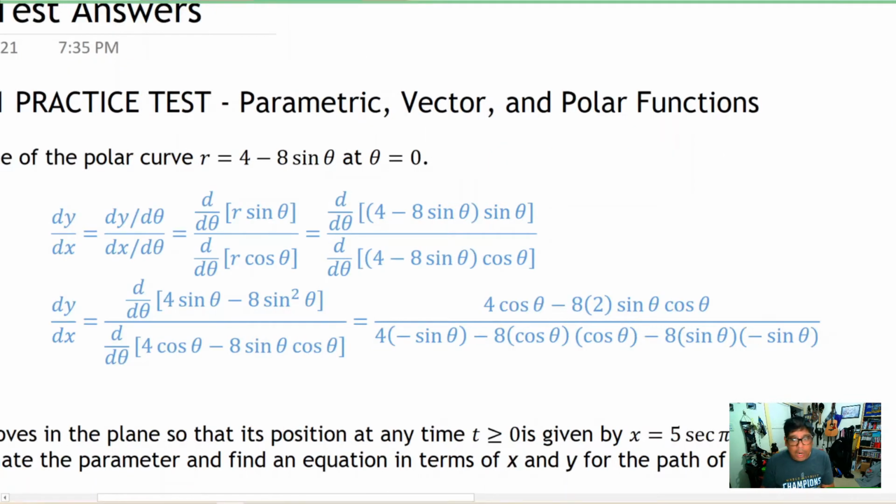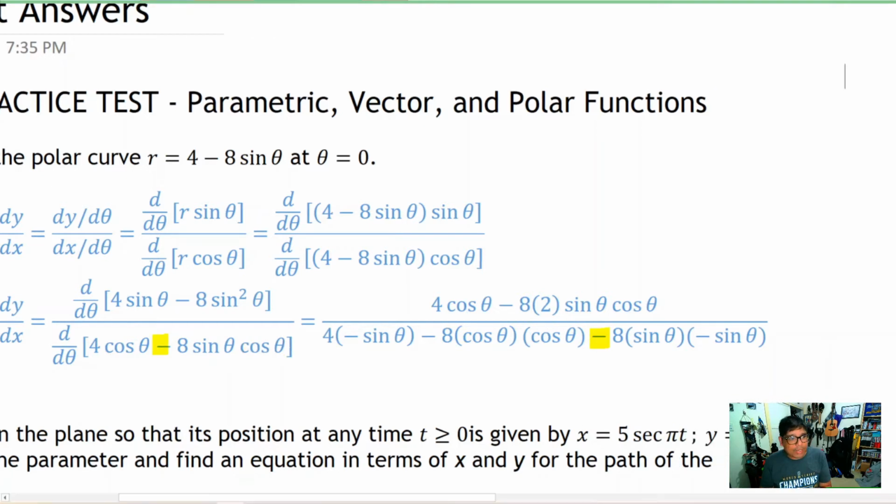Now the derivative of the denominator gets a little bit messy, so let's take a look at that. We have 4 multiplied by the derivative of cosine, which is negative sine theta. And then we have a product rule, so 8 times the derivative of sine, which is cosine theta, multiplied by cosine theta. Now this negative sign in between the terms is just distributing the negative sign into the product rule. Then we have 8 sine theta multiplied by the derivative of cosine theta, which is negative sine theta.